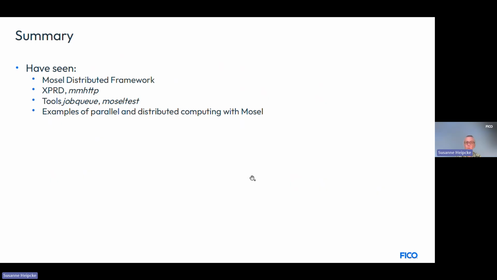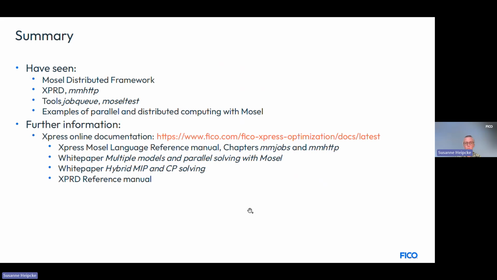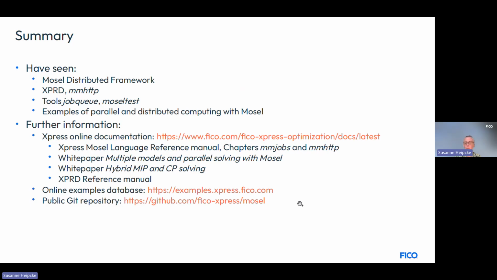So I've just used a selection of examples from the documentation that you can find online. Here, in particular, the Mosel language reference manual chapters on jobs and HTTP. And then the white papers, pilot solving with Mosel, and the one about hybrid MIP-CP solving, and also the XPRD reference manual. Examples are in your Express installation, everything I've shown today, or online in the online examples database, and then the public Git repository once more for downloading features.